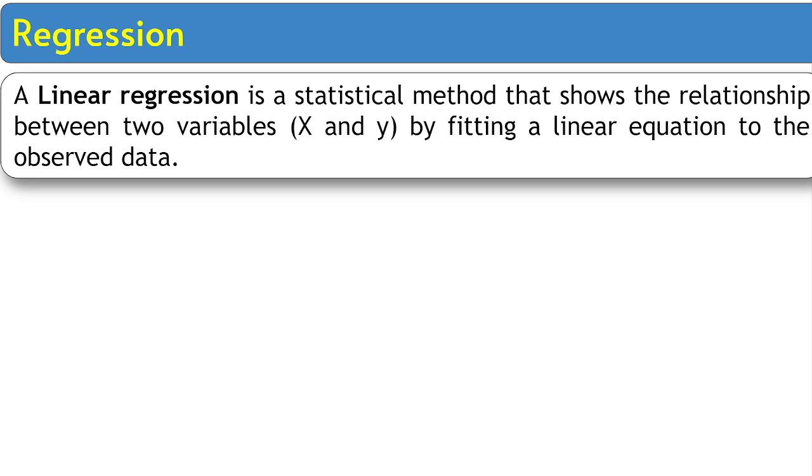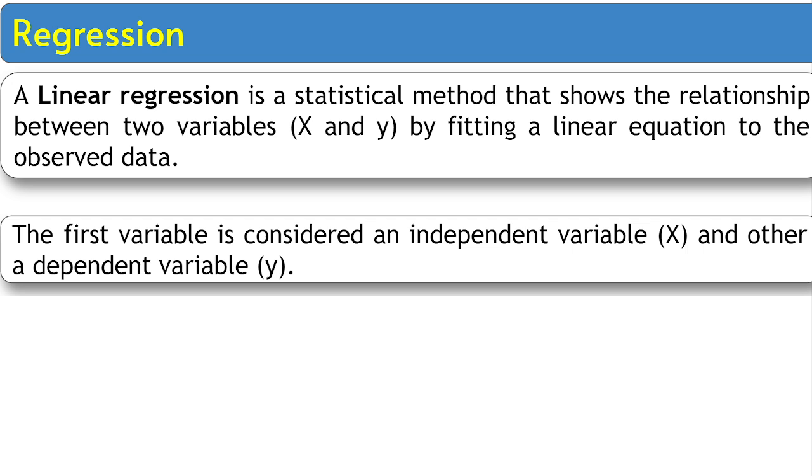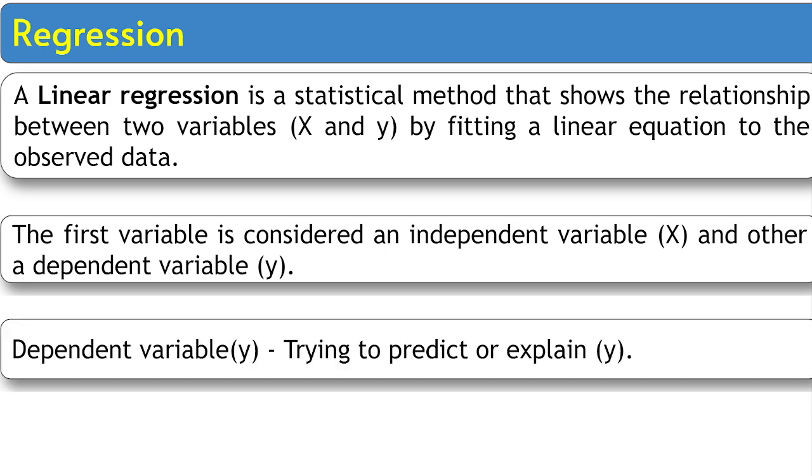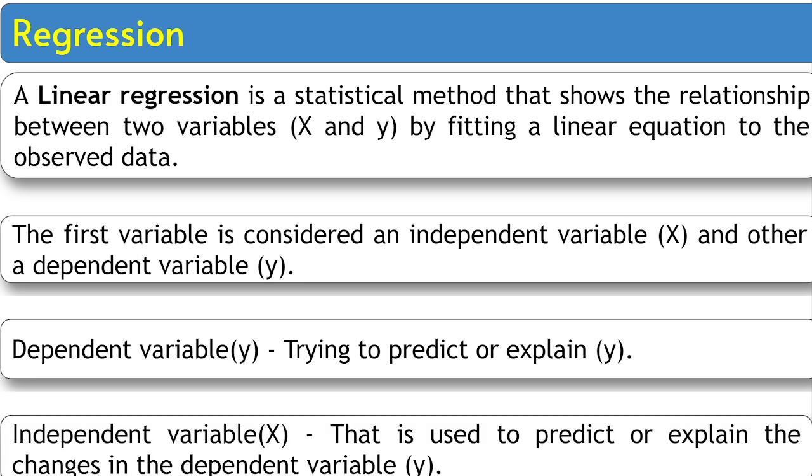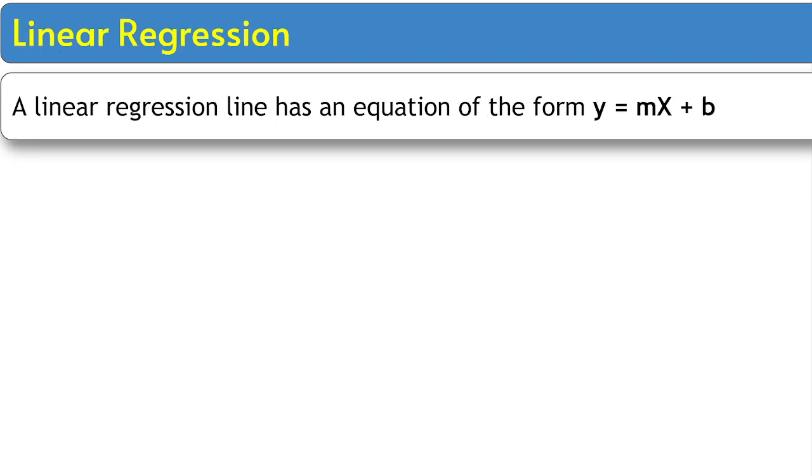Linear regression is a statistical method that shows the relationship between two variables x and y by fitting a linear equation to the observed data. And I hope you must have heard about the linear equation, that is y is equal to mx plus b. The same equation I'm going to discuss here. The first variable is considered to be an independent variable, which I will denote as x, and the other variable is the dependent variable, which I'll denote as y. The dependent variable y is what we try to predict or explain, whereas the independent variable x is used to predict or explain the changes in the dependent variable y.